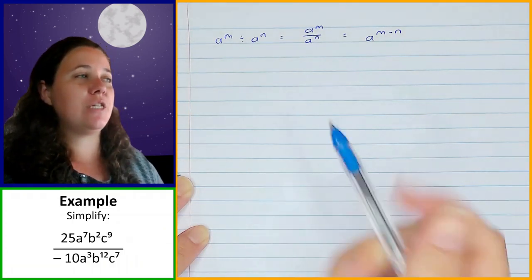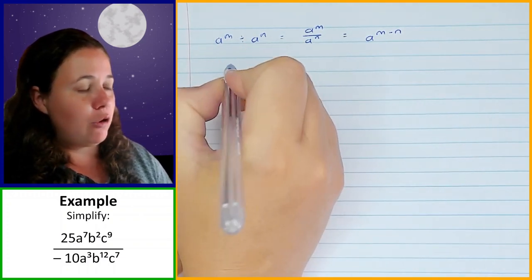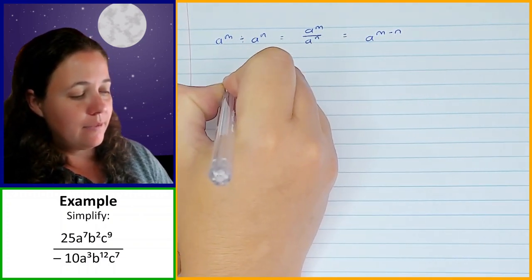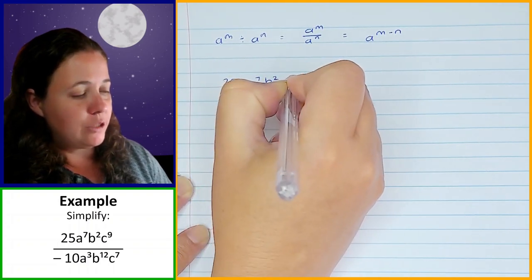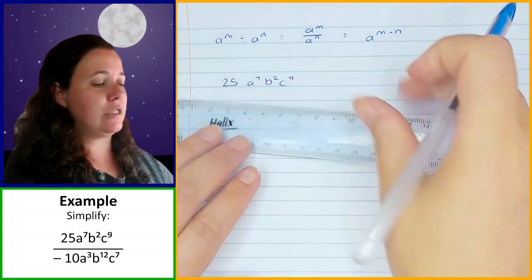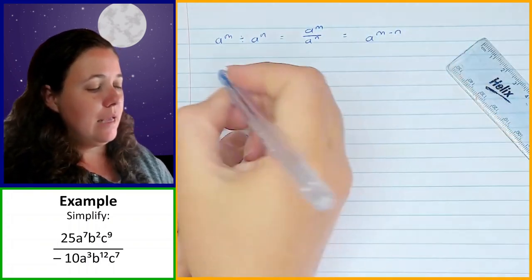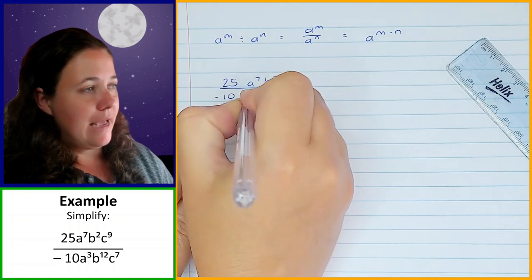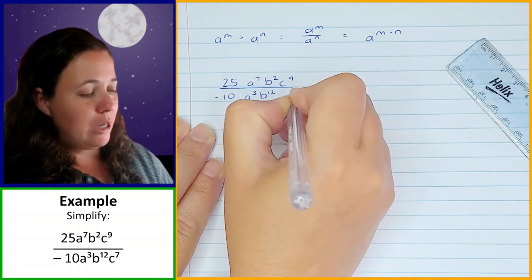Okay, so here's the first example that we have for today. So we've got 25 a to the power of 7, b to the power of 2, c to the power of 9, and that is over negative 10 a to the power of 3, b to the power of 12, c to the power of 7.